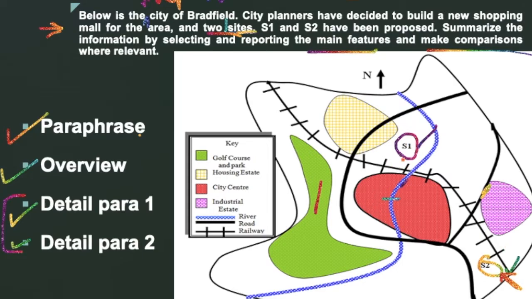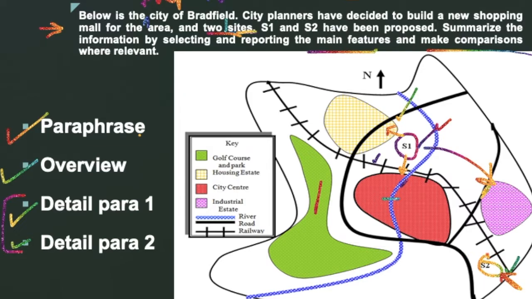When the shopping mall is built in this S1 location, it is near the housing estate and city center, right? It is also well connected with road transport and railways and a water body as well. So this is what you can say. But it is quite far from the industrial estate. Now let's look at S2.